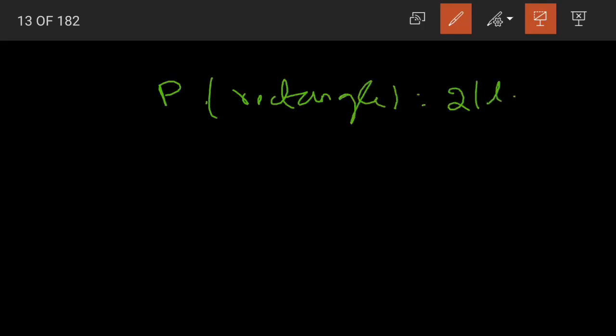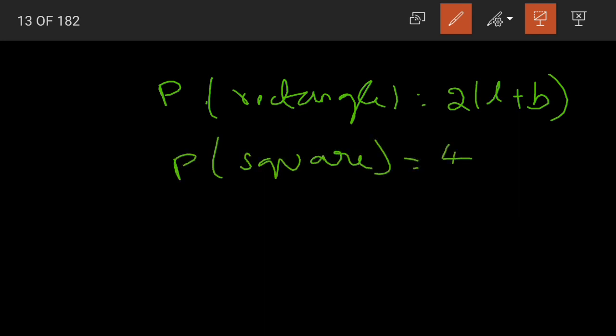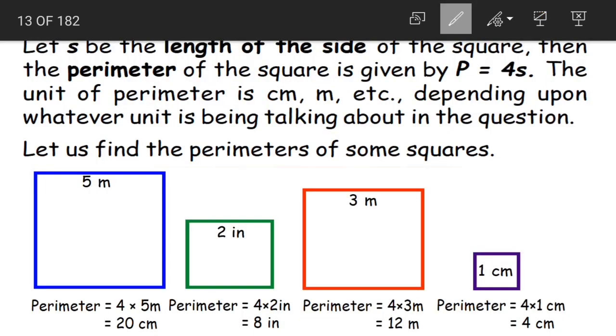What did we learn today? We learnt about the formula for the perimeter of a rectangle. What is it? It is equal to 2 into (L plus B). L plus B is nothing but length plus breadth. And also we have learnt how to find out the perimeter of the square. The formula is 4 into S. S is nothing but the length of the side.